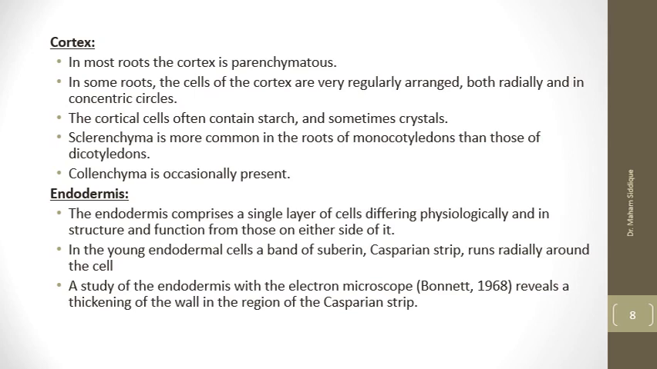A study of endodermis with the electron microscope by Bonnet 1968 reveals a thickening of the wall in the region of Casparian strips. The plasmalemma is thicker here and adheres strongly to the cell wall. The thin-walled passage cells often remain in the endodermis in position opposite to protoxylem.